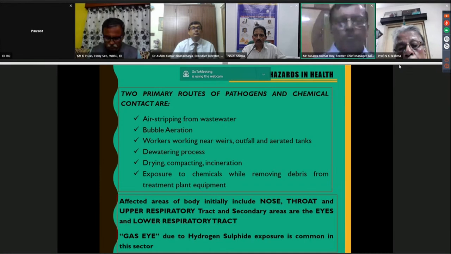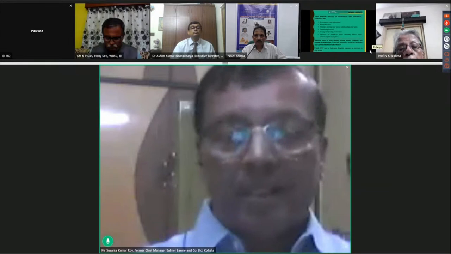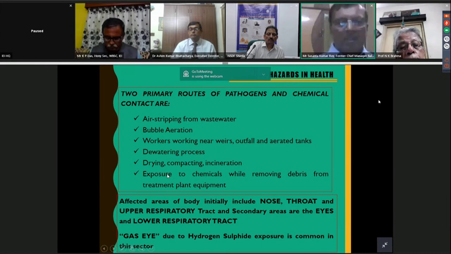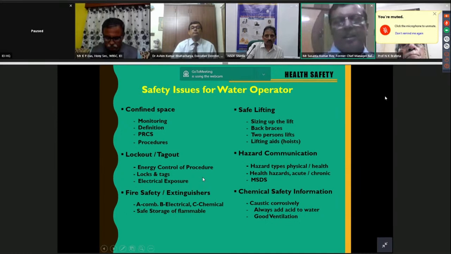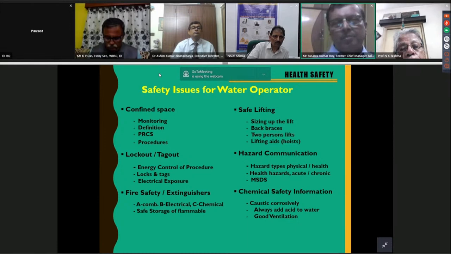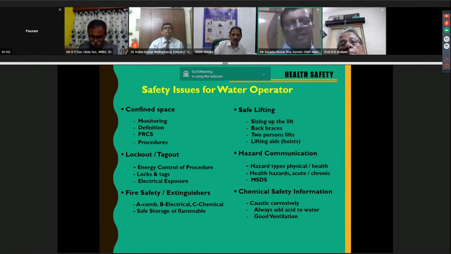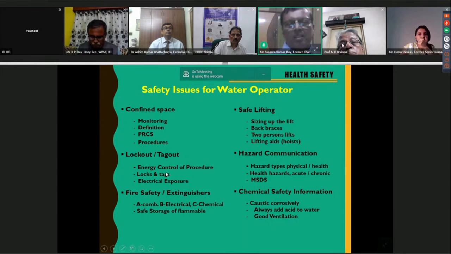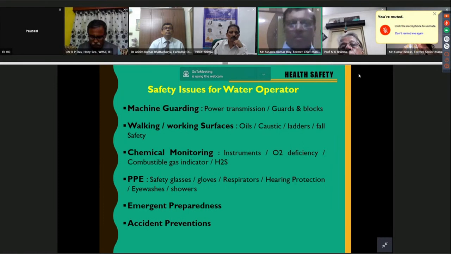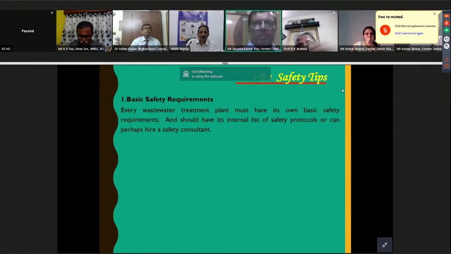These are the areas, and whoever is the technology developer has to take proper care of this risk factor for the worker. So I'll give you five safety steps. But before that, these are the conventional safety issues for a water operator. These will be there, and along with that, there will be five steps. Most industries follow safety for confined space, safe lifting, fire safety, and extreme danger. Machine guarding, walking and working surfaces are generally maintained. But what about the five safety steps specifically for wastewater treatment?